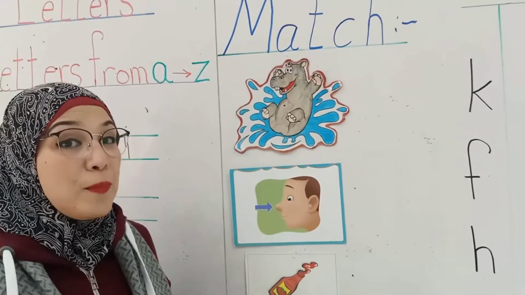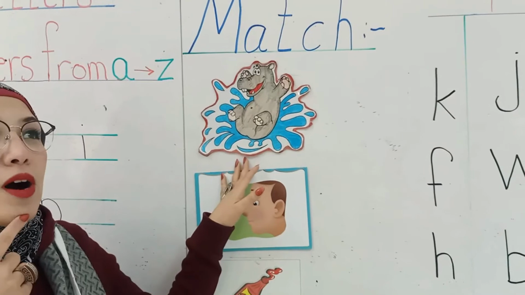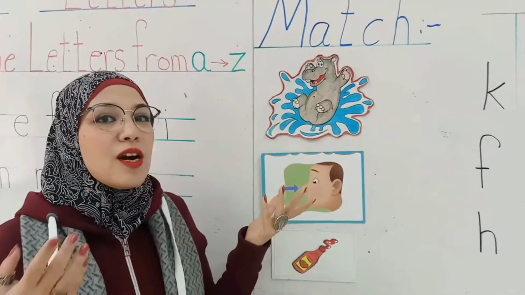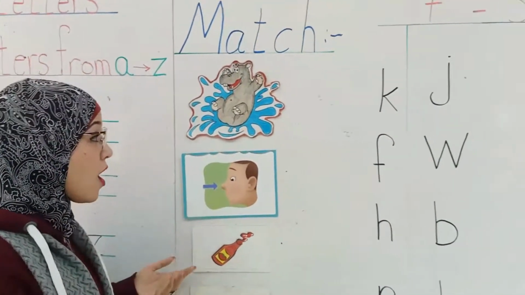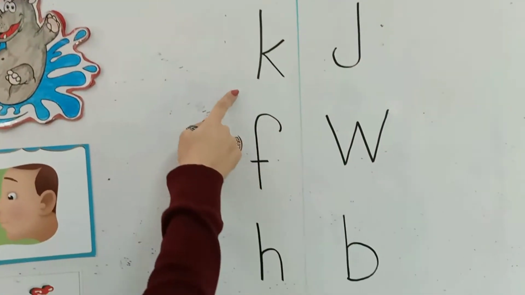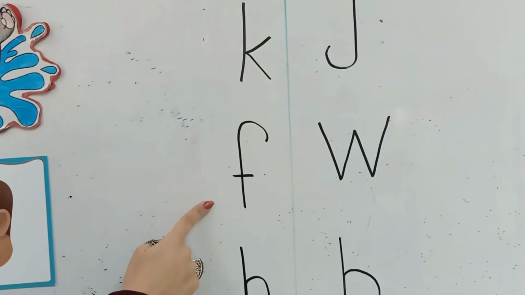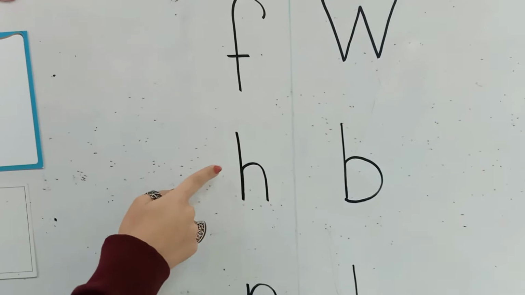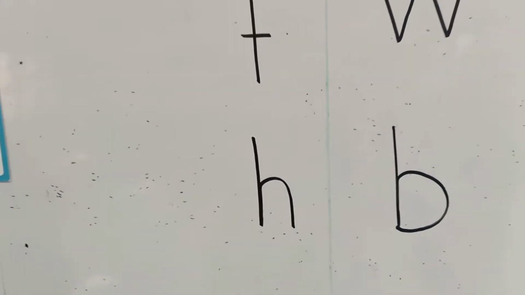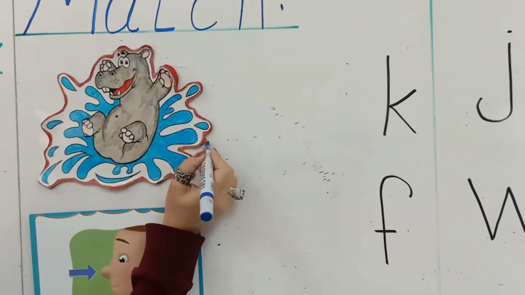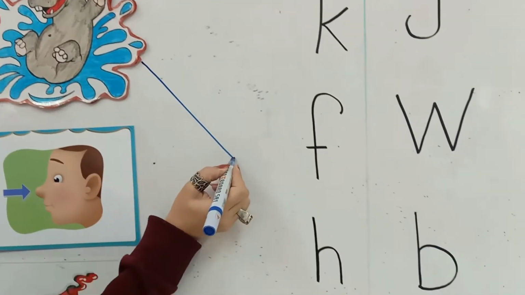Hippo. Hippo starts with letter H. H. Where's H? Is this H? No. Yes, yes. This is H. We are going to match the hippo with letter H.